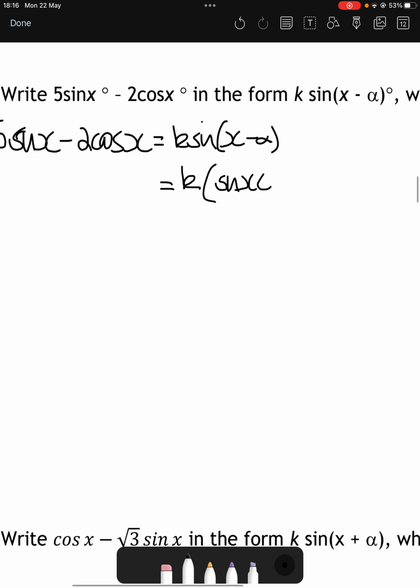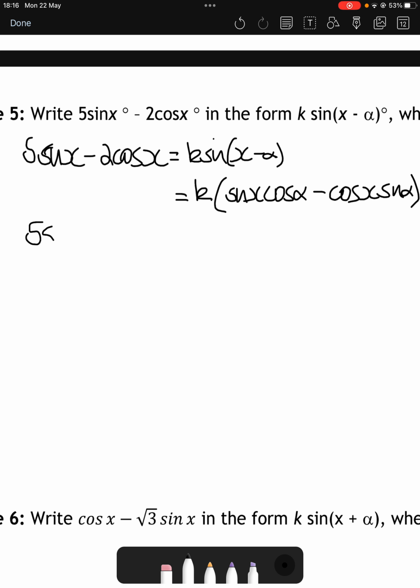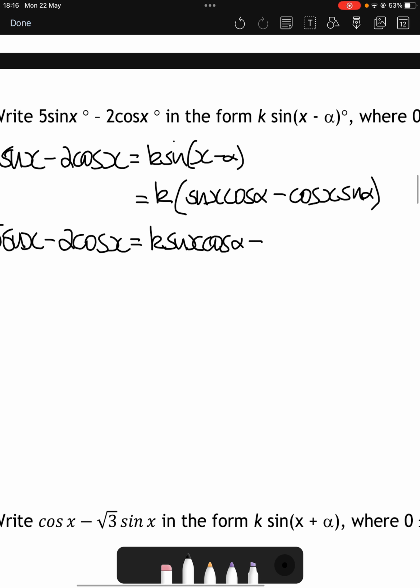So again, look at your formula sheet, and that's lifted directly from that. Okay, so sine a minus b is sine a cos b minus cos a sine b. So what we have is 5 sine x minus 2 cos x is k sine x cos alpha minus k cos x sine alpha.